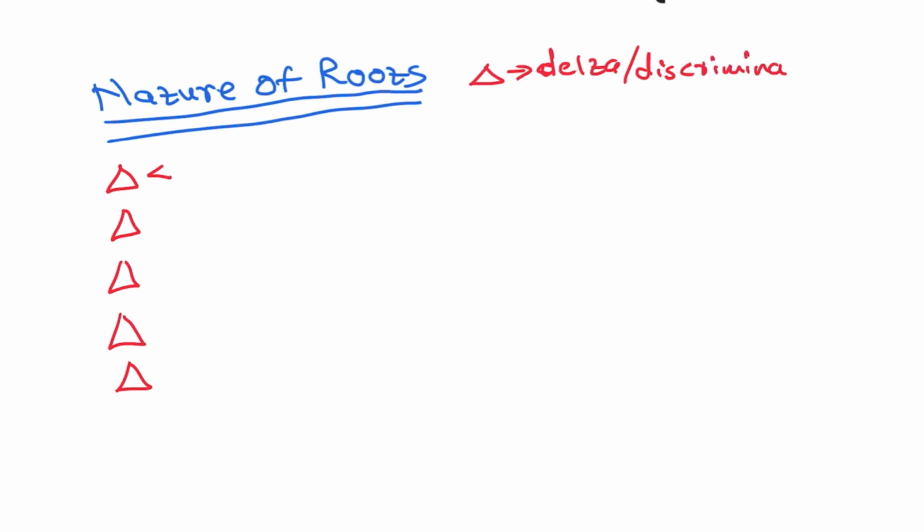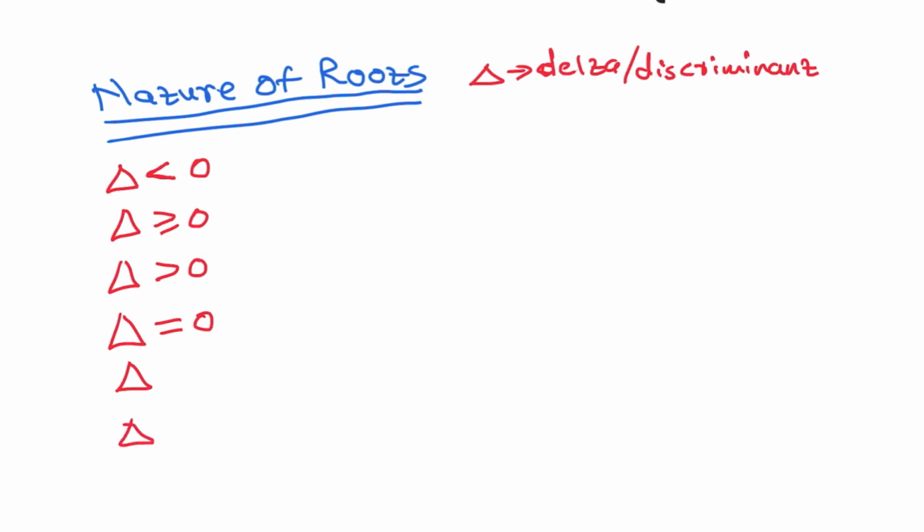Discriminant. Okay, so I'll just say delta is equal to what? Delta is less than 0, or it can just be greater or equal to 0. Or it can be only greater than 0, or exactly equal to 0.